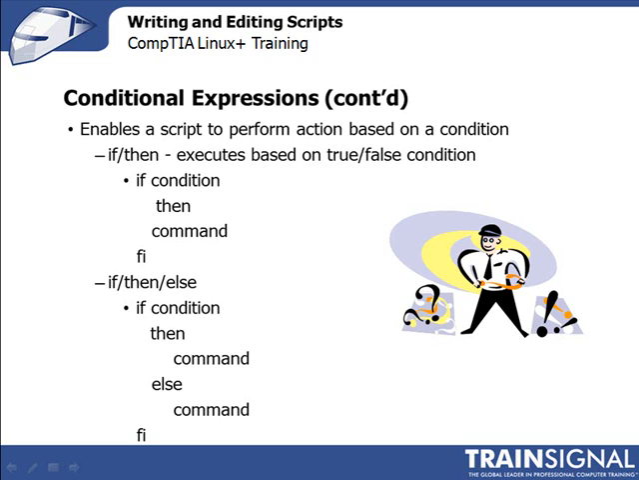The syntax for if-then is if, space, condition, followed by then, followed by the commands that you'd like it to execute, and then it's closed with the fi, or if backwards. The if-then-else statement includes an else indicator, which provides a command to execute if the first condition is found to be false, and it also ends with fi. Let's create a simple script using the if-then statement. Let's switch back over to our terminal window.